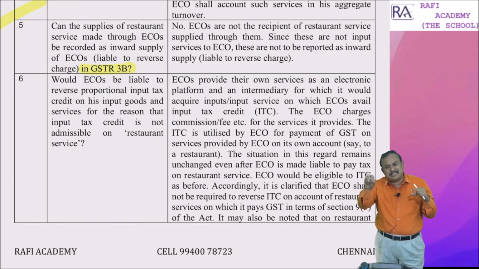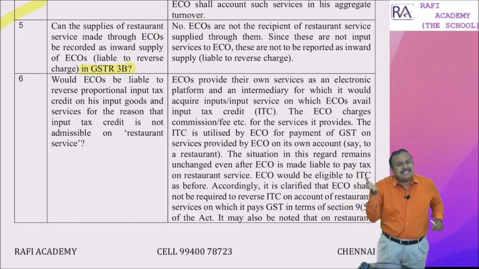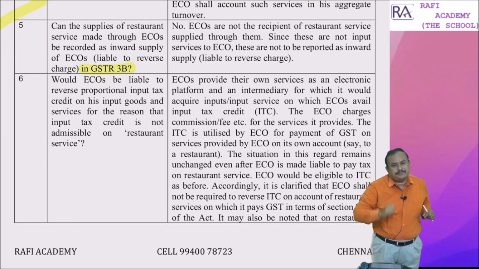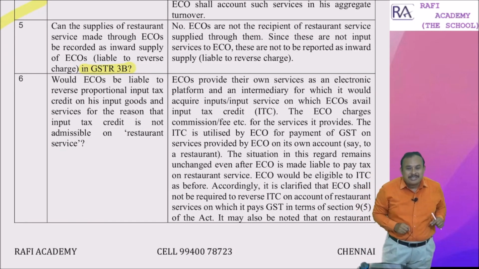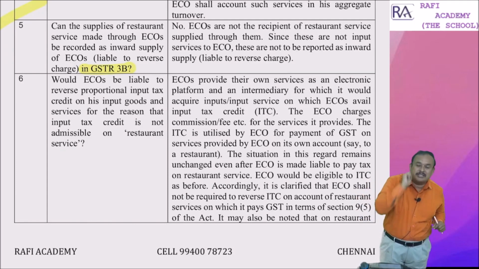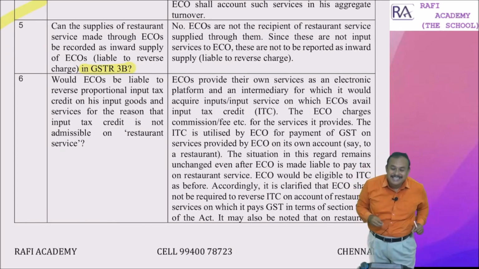E-commerce operator paying the GST under section 9(5) of CGST, as if they are the provider of restaurant services. In that case, should the e-commerce operator record these supplies in the GSTR-3B return as their inward supply? No, because the e-commerce operator is a mediator in between the restaurant service provider and the customer. Therefore, it is not required to report in the GSTR-3B return of the e-commerce operator as his inward supply. It is not an inward supply of the e-commerce operator when the supplier of restaurant services provides the services to the customer through the e-commerce operator. Therefore, the e-commerce operator should not report it as their inward supplies.